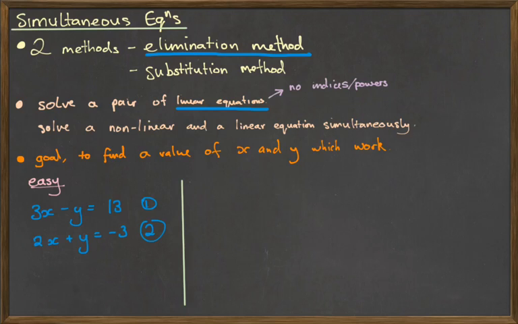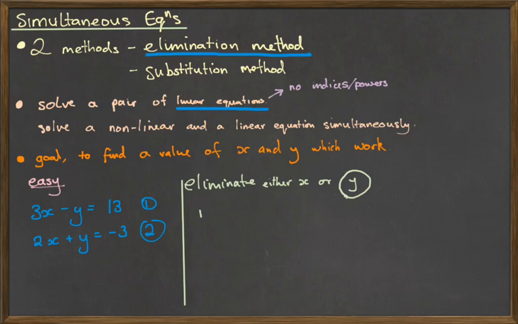To begin, using the elimination method, you've done this in lower school, but you want the coefficients of x or y to be the same. In this case, if we look at the y's, we've got a minus y and a plus y. So they're the same, we can deal with that. We can get rid of the y's. So what we do is we eliminate. We're going to eliminate either x or y. In this case, we can eliminate y.